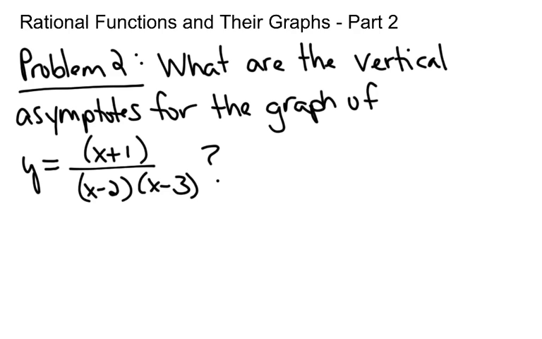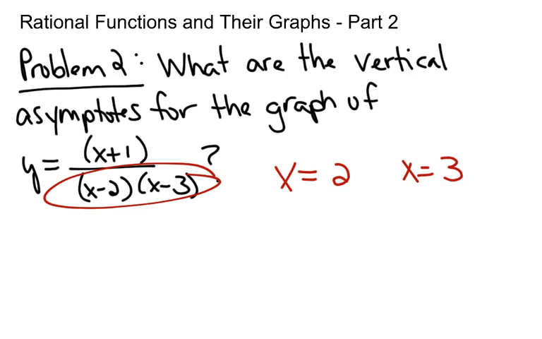So in this function in problem 2, y equals (x plus 1) over (x minus 2)(x minus 3). The first thing I want you to look for is if any of the discontinuities are removable. That means, can you do any canceling? There are not any common factors in the numerator and denominator to cancel. So that means that for the denominator there are two values of x that will make the denominator 0. And those two values are positive 2 and positive 3.